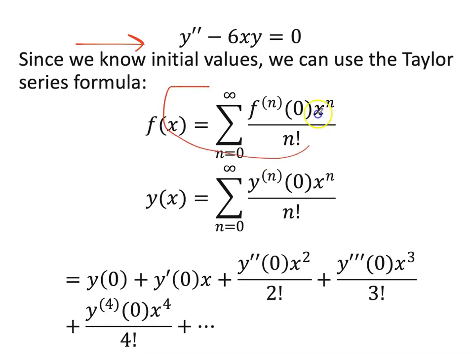Taylor series formula is usually presented in this format. I'm going to replace f with y since we're dealing with y's. So y of x is the sum of the nth derivative of y at 0 times x to the n over n factorial. In other words, it's going to be y of 0 plus y prime of 0 x plus y double prime of 0 x squared over 2 factorial plus y triple prime of 0 x cubed over 3 factorial plus the fourth derivative of y at 0 times x to the fourth over 4 factorial, etc. So this is a Taylor series. More precisely, it's a Maclaurin series because it's about x equals 0.